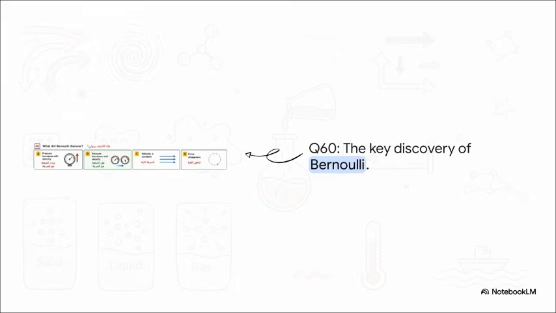And we're wrapping up our quiz block with question 60, what did Bernoulli actually discover? This firmly cements the absolute most important takeaway of our physics lesson today. He discovered that pressure decreases with velocity. The correct answer is B.